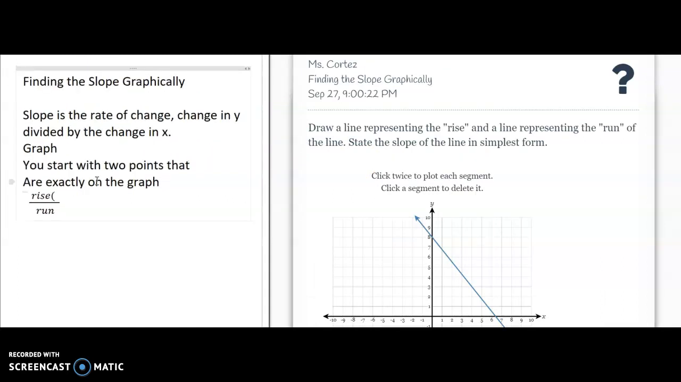So you start with 2 points that are exactly on the graph, and you measure the rise. How much does it go up or down? And then you also measure how much does it go left or right. So on the bottom, we're talking about going left and right.